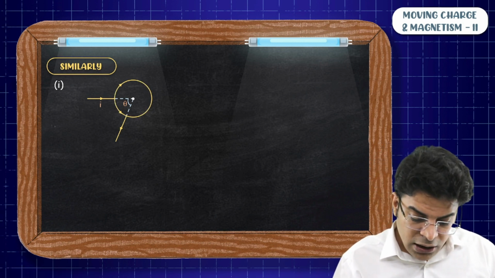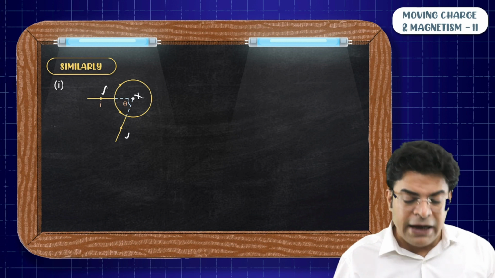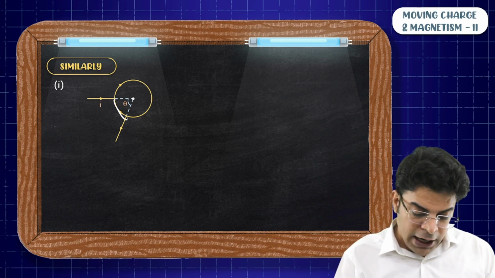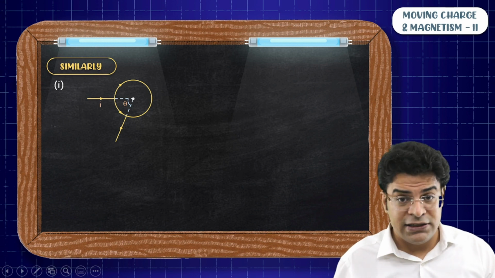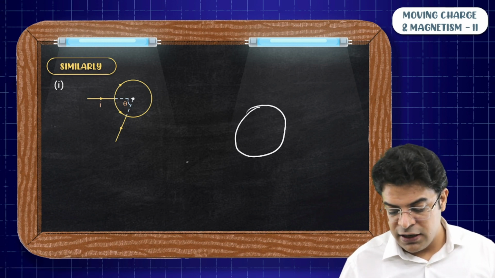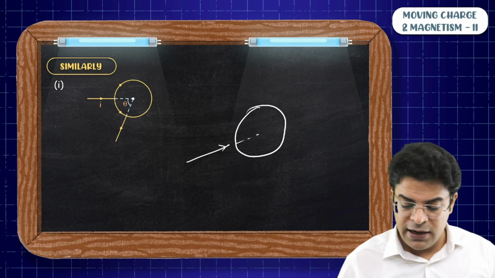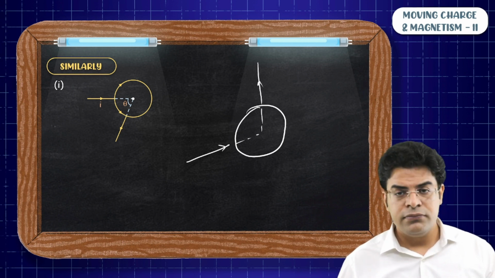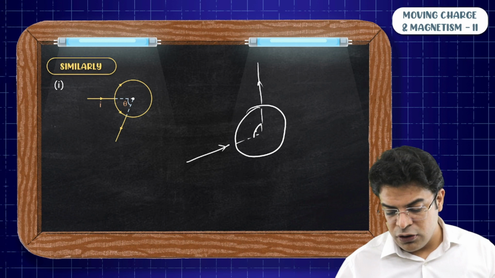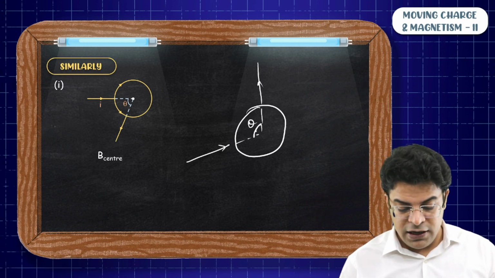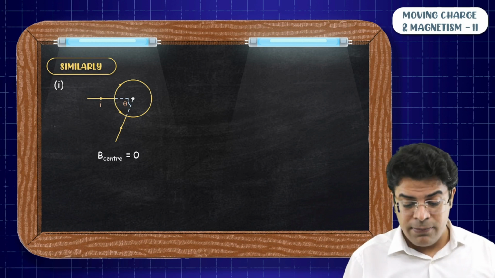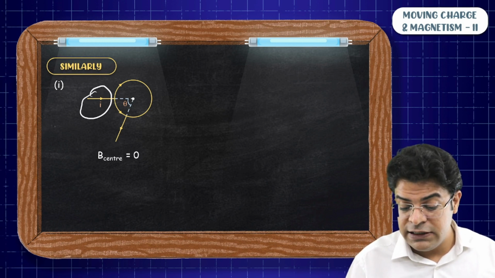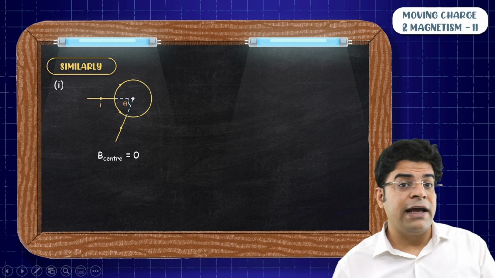So these two straight parts produce no magnetic field at center, and these two parts cancel out each other's magnetic field at the center. So even in this case, when you have a ring and the current enters at one point and exits at one point, no matter the choice of angle theta, the net magnetic field at center is going to be 0. But be cautious about the orientation of these connecting wires because sometimes they play with it.